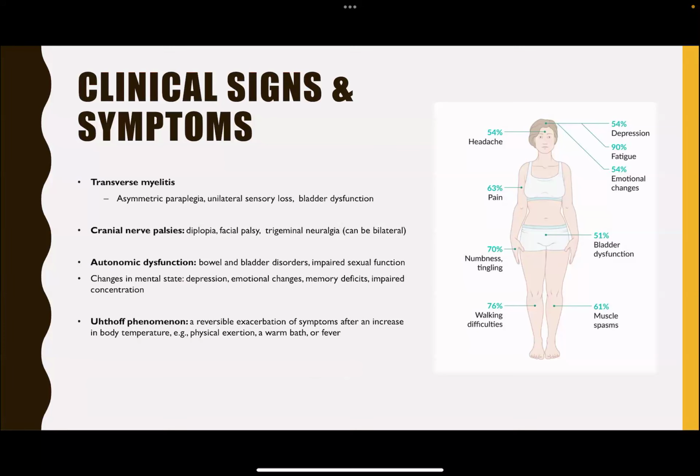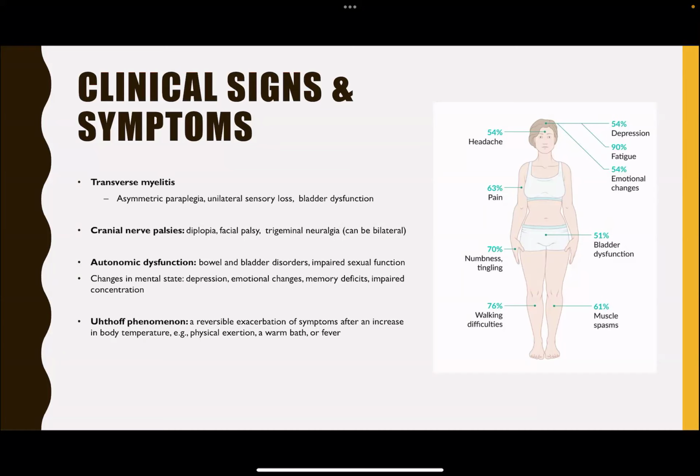Some patients might experience transverse myelitis, where they will have asymmetric paraplegia, unilateral sensory loss, and bladder dysfunction. Cranial palsies might be present as well, where they will have diplopia, which will affect the nerves that control the eye muscle movements, facial palsy, or trigeminal neuralgia, and it can be bilateral. So here we can differentiate between the unilateral facial palsy or trigeminal neuralgia from the bilateral. So they can be scanned in order to check if they have MS or not.